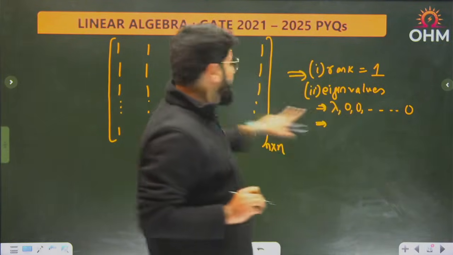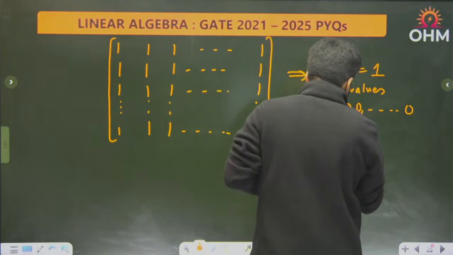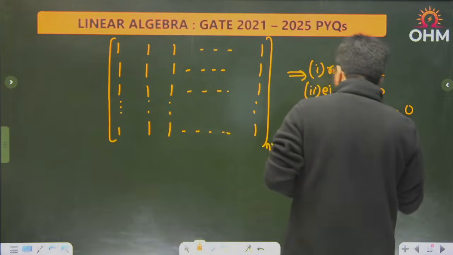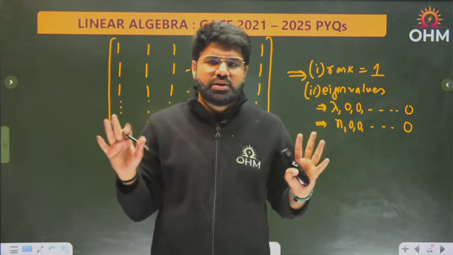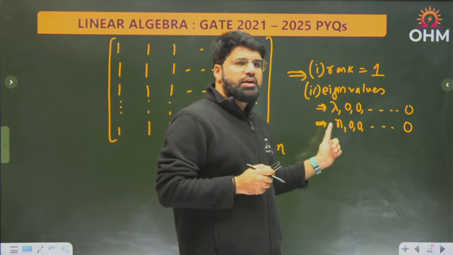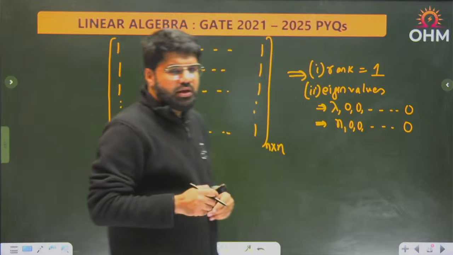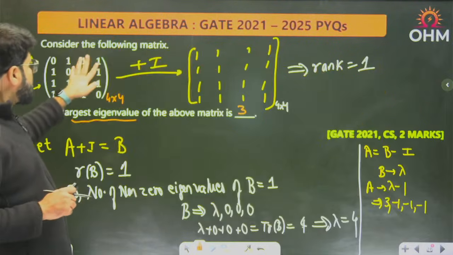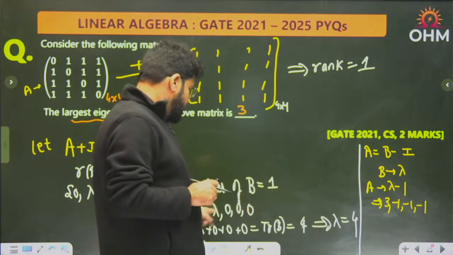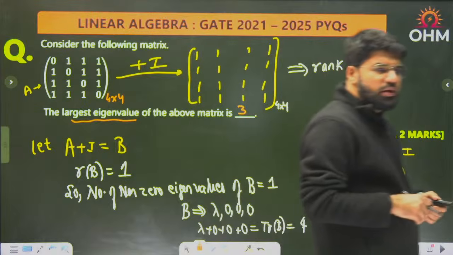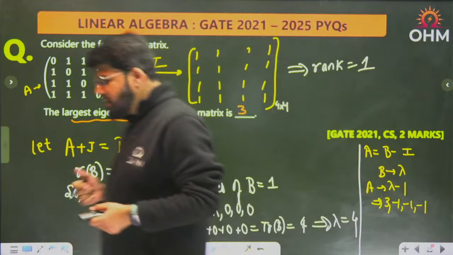Sum of eigenvalues equals the trace. The trace will be 1 plus 1 plus 1, n times, which is n. So the eigenvalue will be n and all zeros. If there is a matrix filled with all ones, the eigenvalues of the matrix will be n and all zeros, and the rank of the matrix will be 1. Like here it was 4 cross 4, so we got the eigenvalues as 4, 0, 0, 0. For the current question, the largest eigenvalue was required, so that is why the answer is 3.